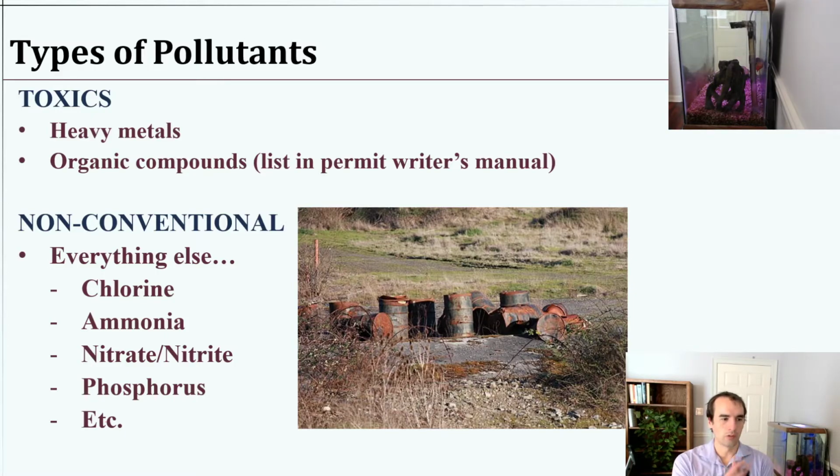Ammonia would be here, so it's another nutrient issue, along with nitrate, nitrite, phosphorus, and really whatever else is not a conventional and is not a toxic. There's plenty more that we could probably find. A non-toxic organic compound that ruins the aesthetics of the water, maybe some sort of dye, would probably fall under the non-conventional. Anything that did not fit in the other ones would be non-conventional, and then there are a few standard non-conventional pollutants. So that's how the permitting system, the regulatory framework, sets it up in these three different categories.